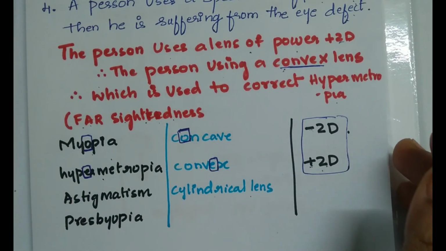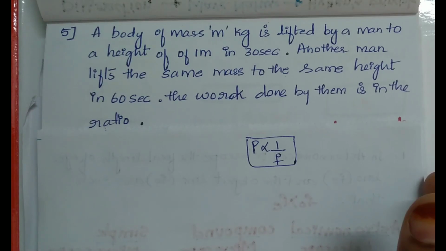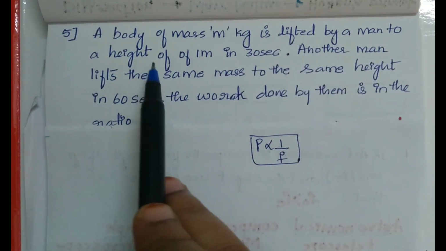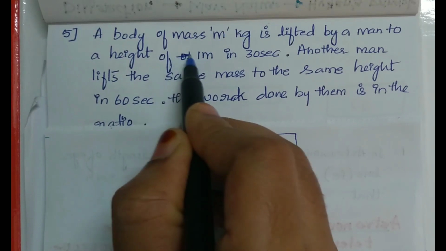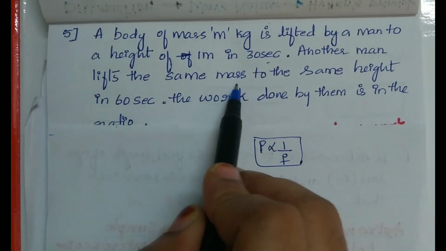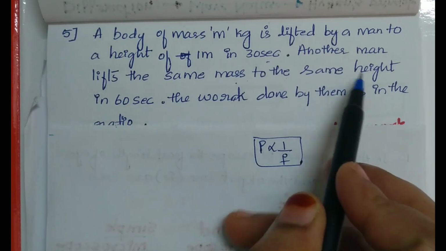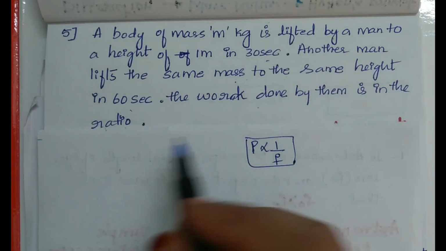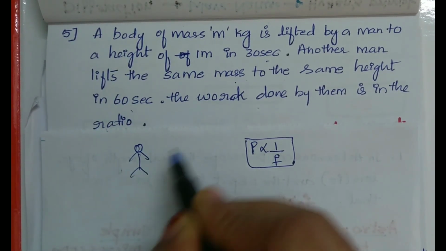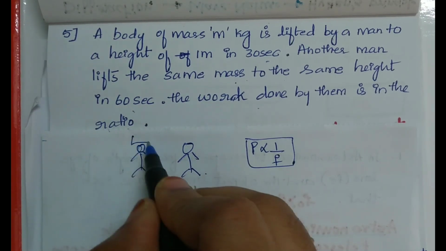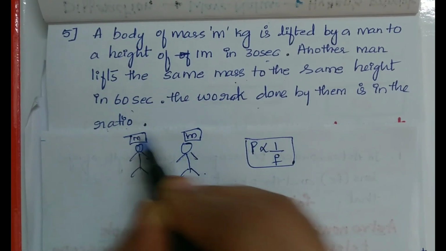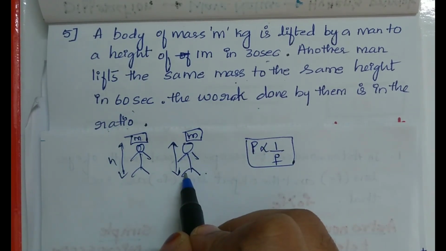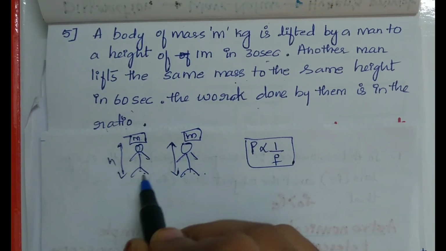Then we have the fifth question. A body of mass m kg is lifted by a man to a height of 1 meter in 30 seconds. Another man lifts the same mass to the same height in 60 seconds. The work done by them is in the ratio? So there are two men lifting the same mass to the same height h, and we have to find the ratio between the work done by these two persons.